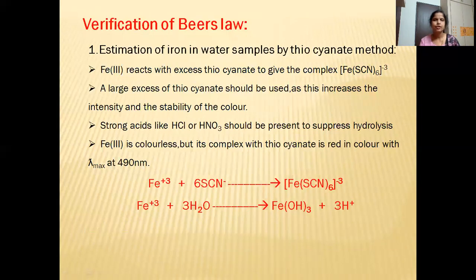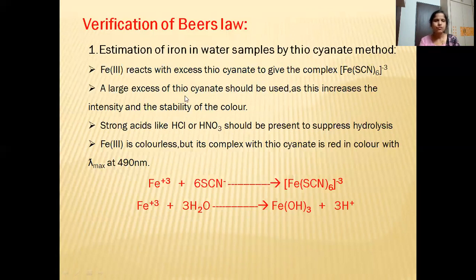So as I said, colorimeter is used for finding out the concentrations of colored solutions. Suppose we have iron which is present in water, it is colorless. So in order to make it colored, we react that iron with thiocyanate. So it gives rise to a red colored solution.